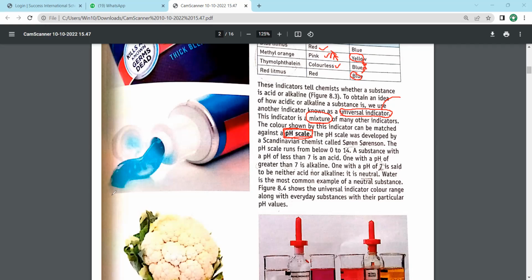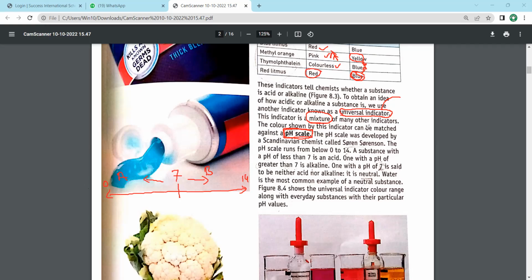You know very well, it is just a scale. You can say that it starts from 0 to 14, and between them the neutral point is 7. Below 7 it is acidic, and above 7 it is basic or alkaline. This also does not only indicate the color. Only if blue, you can say that it is alkaline. Red means acidic.